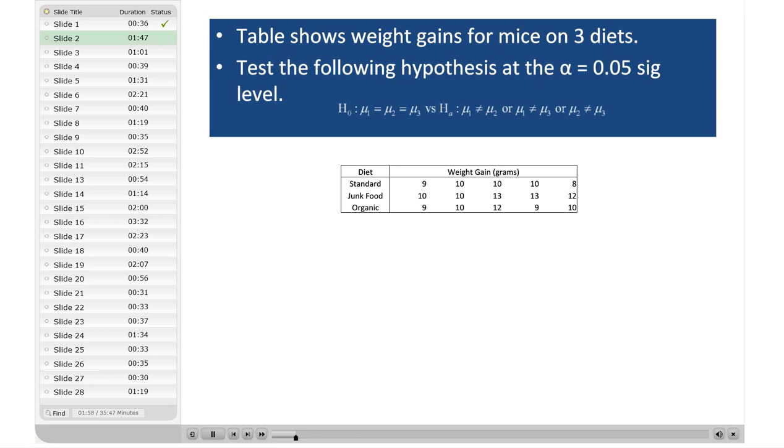So this is the type of problem that we want to solve when we're doing an Anova problem. We have several different groups. In this case, the 3 different groups we have are the 3 different groups of mice that are each on a different diet. And we're trying to ask the question, are the means for those groups all the same, or is at least one of those pairs different? And so that's our goal on this type of problem, and we're going to look at how to solve it.